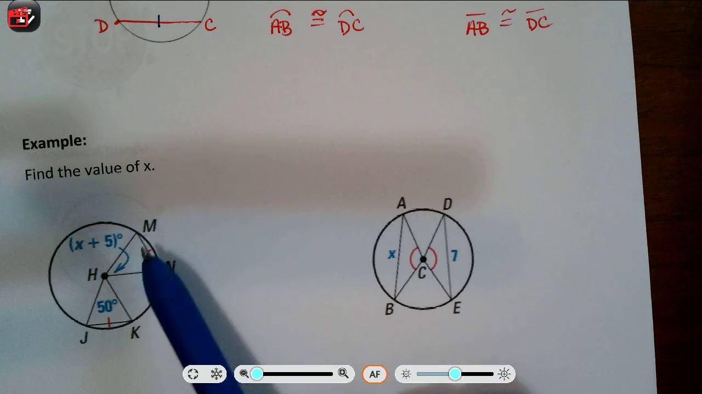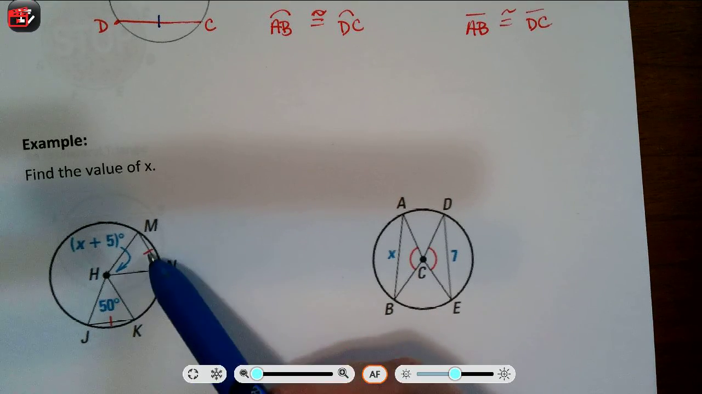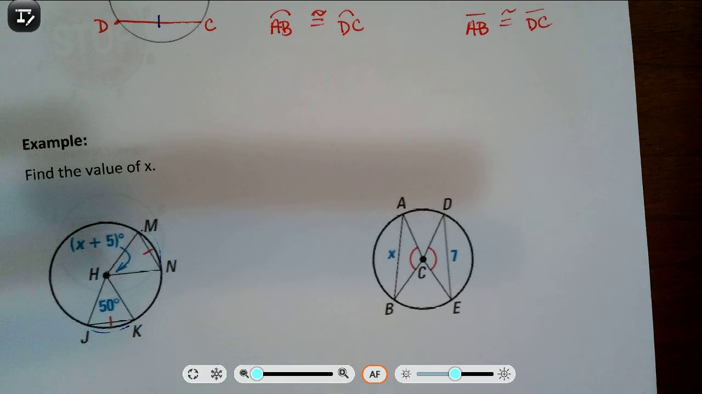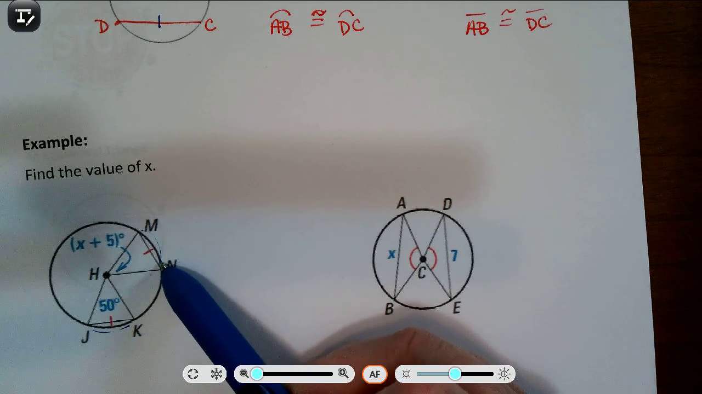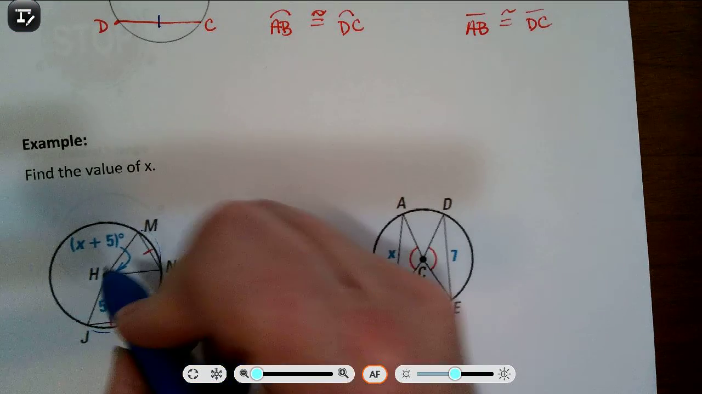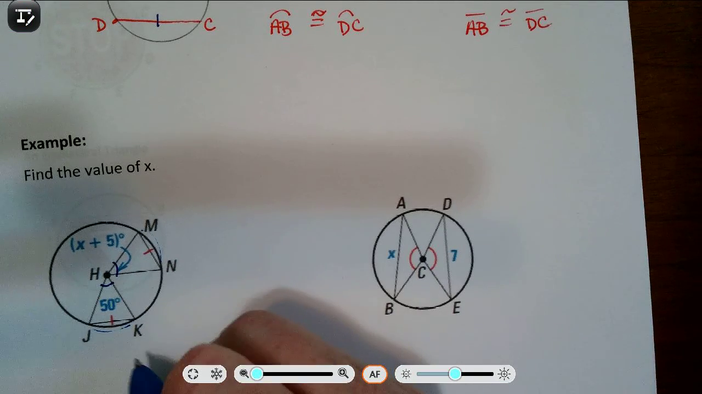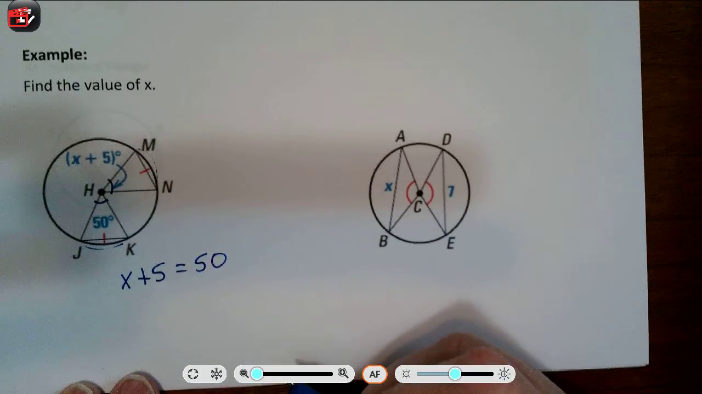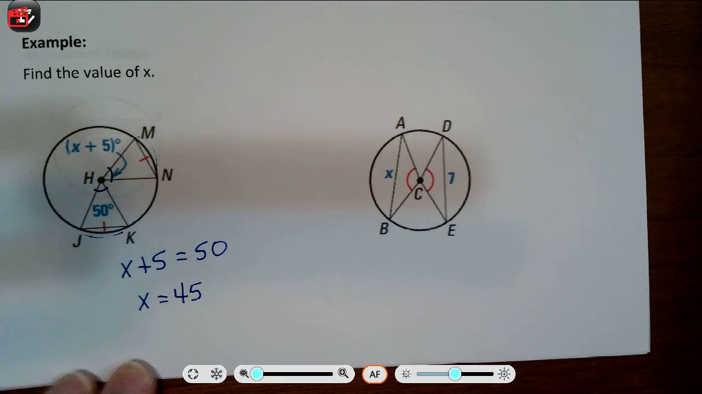The very first one, we're going to try and find a value for x. We notice here that we have some markings, MN and JK. These two chords are congruent, which means that their arcs are also congruent. Now if we notice, we do have the central angle coming in here. So if this arc and that arc are congruent, then these central angles are also going to be congruent. So we can solve this by setting these equal to each other. X plus 5 equals 50. And so when I solve for x, I'm going to subtract 5 on both sides, and x is going to equal 45.